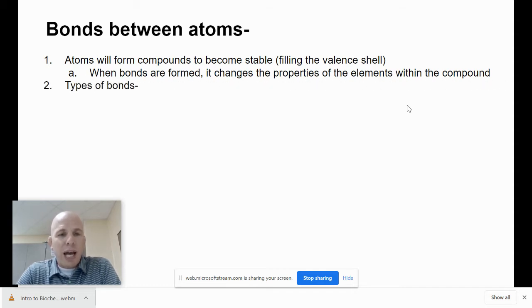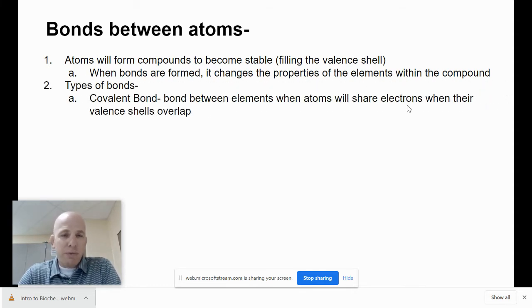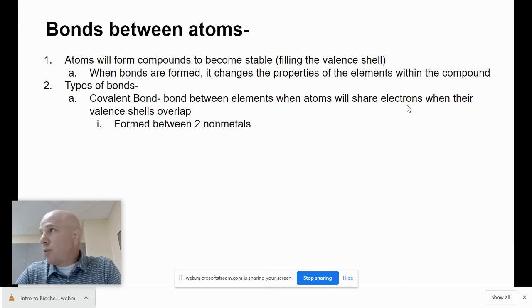Okay, so 2 types of bonds that we'll discuss. Well, really 3, but let's focus now for just 2. First one's a covalent bond. Covalent bond doesn't involve atoms gaining or losing electrons. It basically just is when atoms will allow their shells to overlap and they'll share electrons. Okay, so there's no getting rid of or picking up extra electrons. They're just going to share. Basically, they got a buddy. And when they do that, their valence shells are overlapping. This is formed between 2 nonmetals.